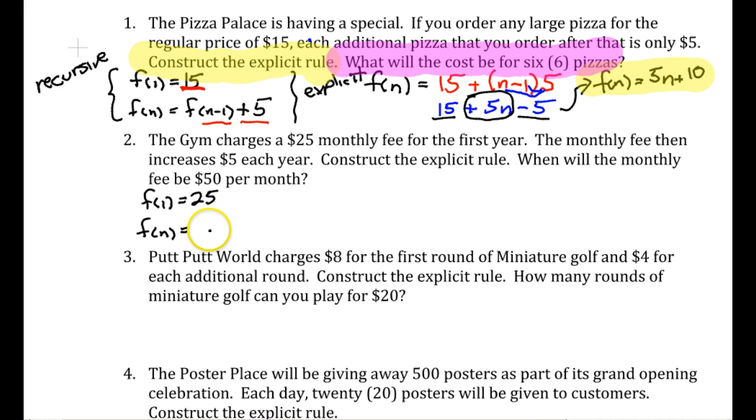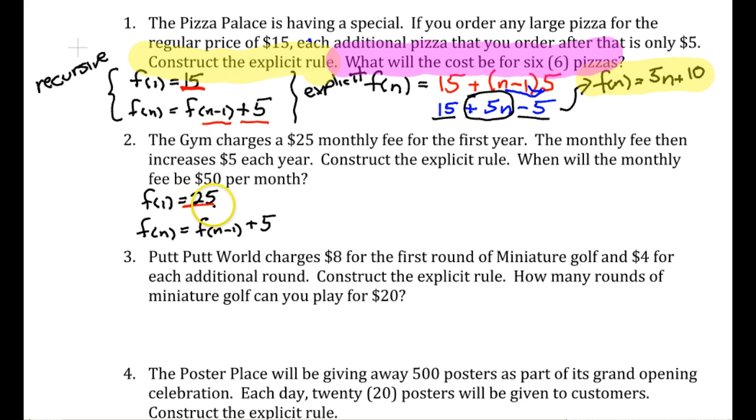Let's see here. So the first term is 25. The next term is whatever the previous term is, plus 5 more. Very similar to the first one, except it's 25 instead of 15.